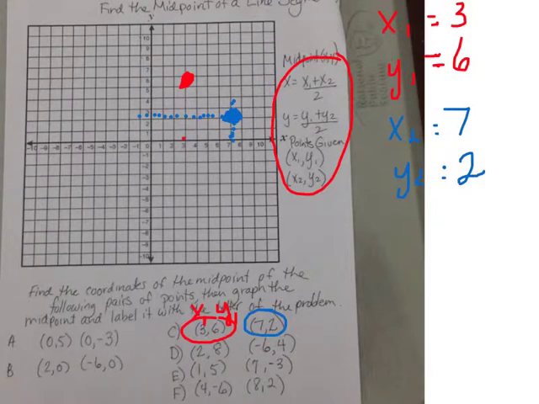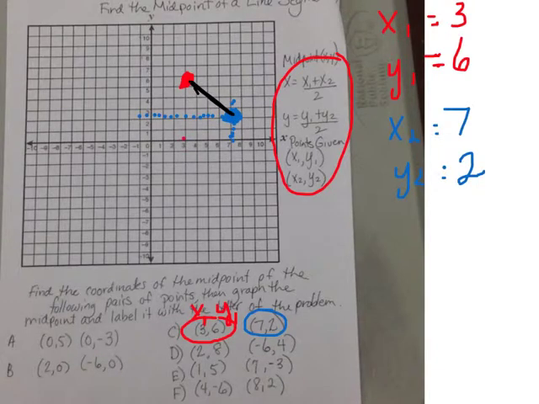If you have trouble plotting points, you can even go up like I did here. There's the 7. Here's the 2. Okay, that's where they would cross. There's where the point is, okay? So there's my other endpoint. So I'm going to connect them with a black line.